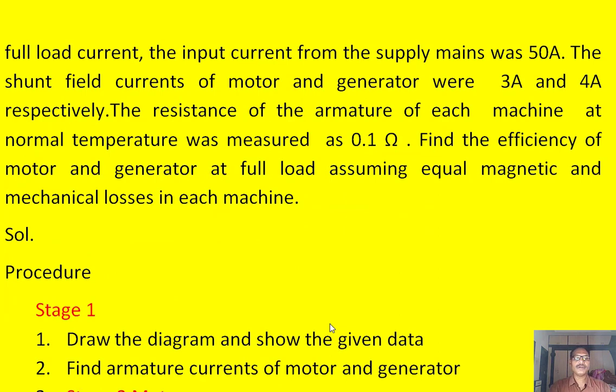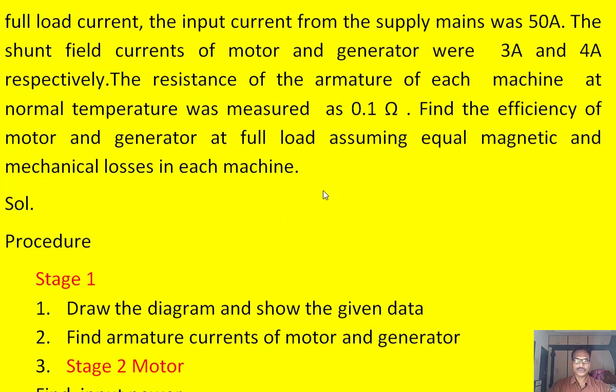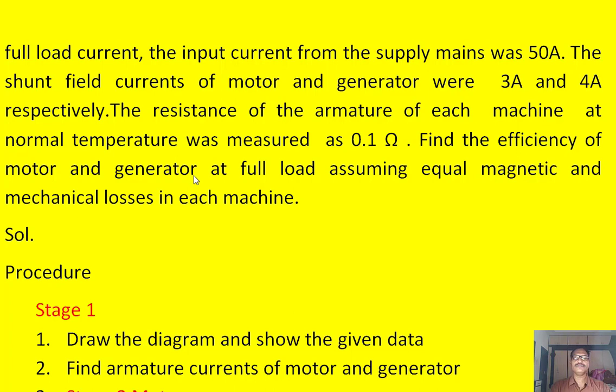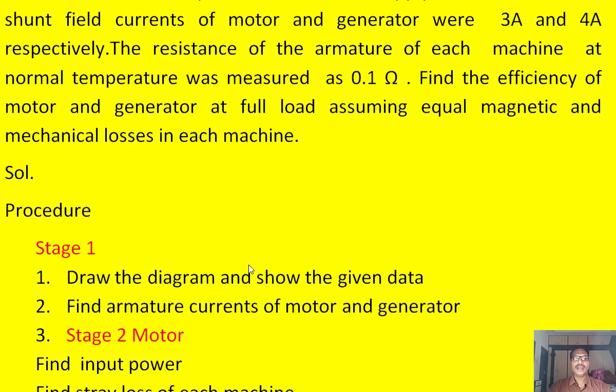So to solve this problem, first let me consider the algorithm or the procedure to be followed. There are three stages to complete this solution in an easy way. Stage one is, first of all, we have to draw the Hopkinson test diagram, and from there locate the data given and find the armature currents of the motor and also the generator.